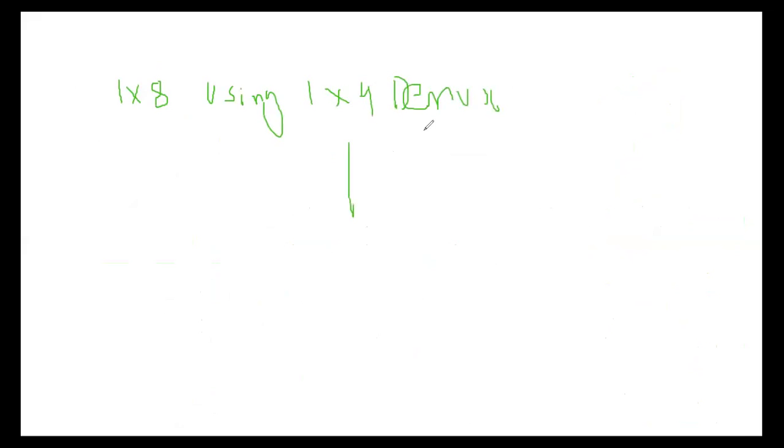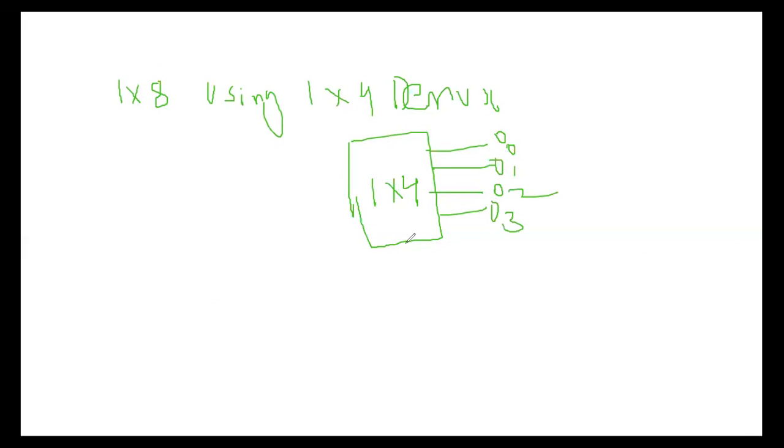I'm taking the 1/4 demultiplexer. It has 4 outputs, that is from O0 to O3. Okay, it is O1 and it is O2. And it has 2 selection lines. The 2 selection lines, one is B and another one is C.